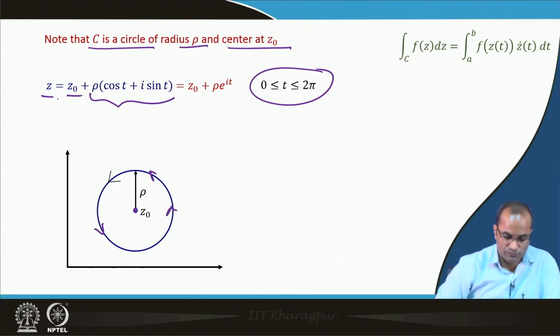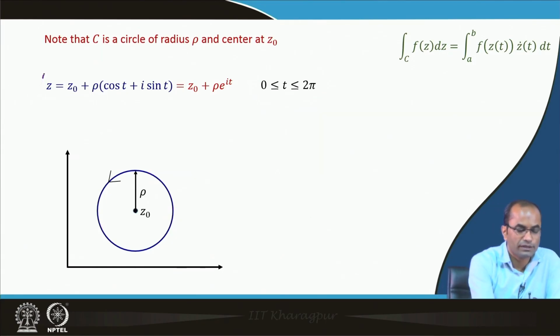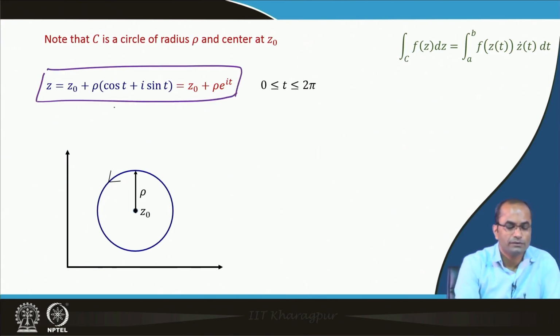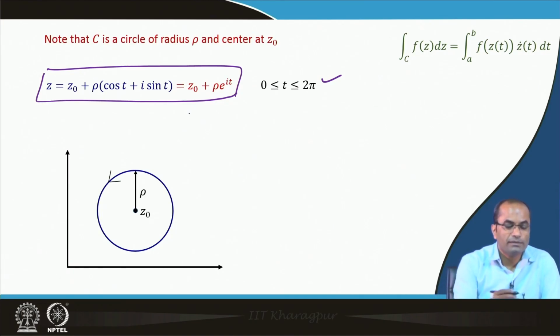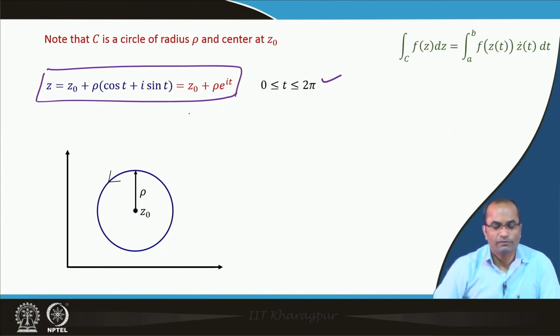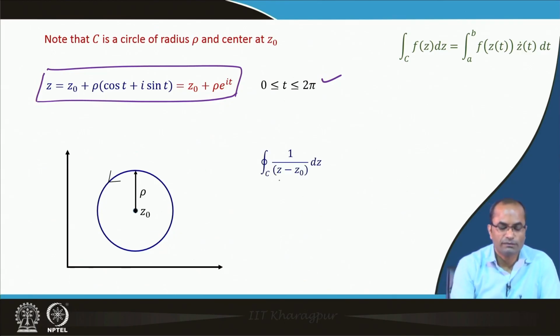So, we need to parameterize this. So, this is the parametric equation of this curve, z is equal to z naught plus rho e power I t, and t varies here from 0 to 2 pi, and the anti-clockwise direction is the positive direction of movement on the circle. So, having the parametric equation, it is easy now to evaluate the integral, this 1 over z minus z0.